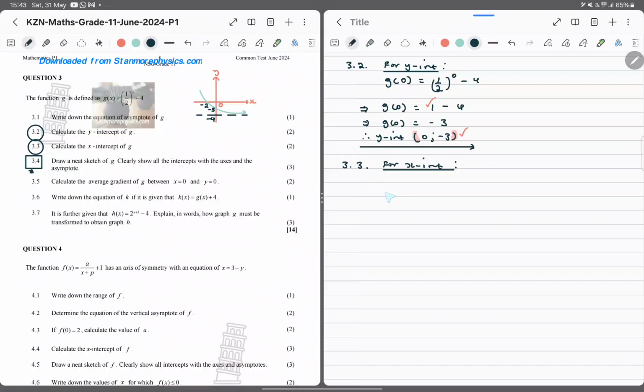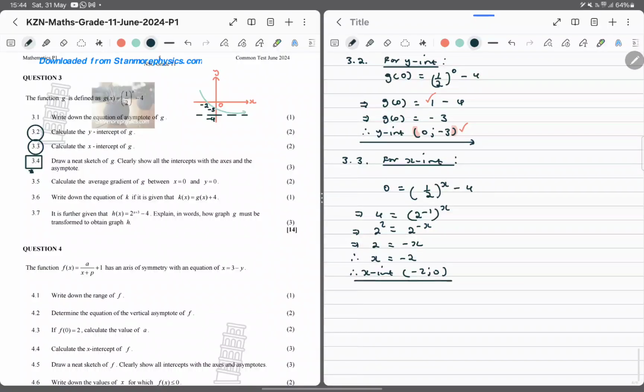Alright, so it is such that 0 is equal to a half to the exponent x minus 4. This implies that 4 is going to be equal to 2 to the minus 1 times x. I'm moving quick, folks. This implies that 2 squared is going to be 2 to the minus x. Implies that 2 is equal to minus x. Therefore, x is minus 2. Therefore, the x-intercept is going to be minus 2 and 0. Nice and easy.